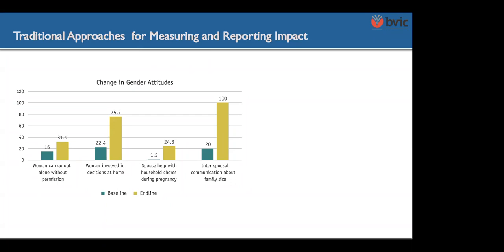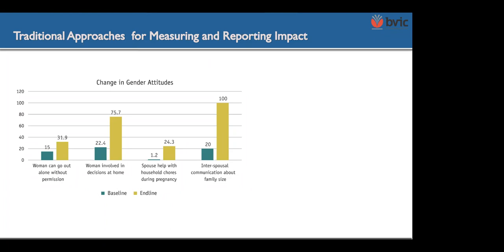Correct? We will have to do the program, we will have to change the behavior, we will have to raise the awareness, we will conduct meetings, we will conduct campaigns, we will conduct trainings. So all of that involves money. All of those interventions, all of those activities will ensure that, okay, now 75.7% women are now involved in decision making. But have we thought about what is the financial value or what is the monetary value of this women empowerment?